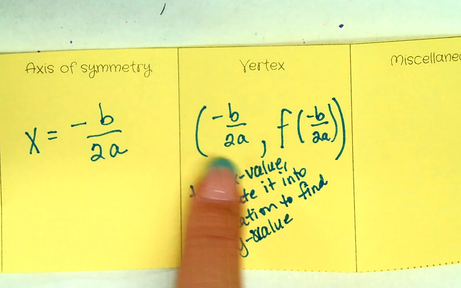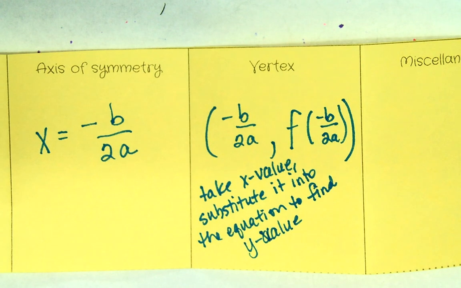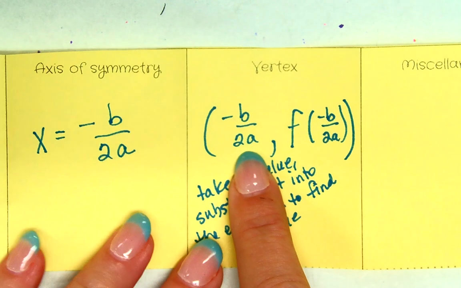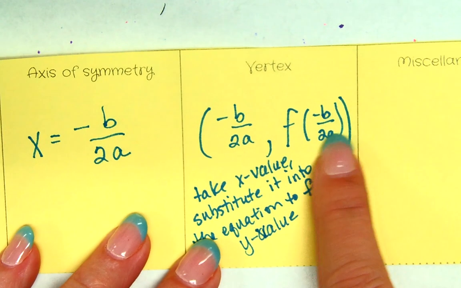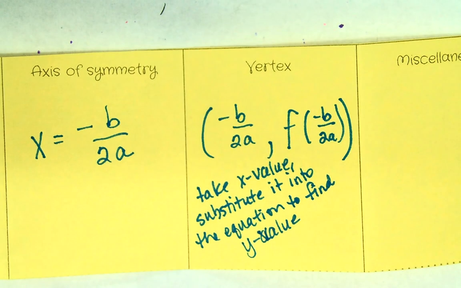If this said f of 5, you would know to take the 5 and plug it in, right? If it said f of negative 1, you would know to take the negative 1 and substitute it into the equation, right? It's just messy because we don't know what b and a are yet. As soon as we do, we'll have a number, and we put that number into the equation to find the y value. Does that make sense?